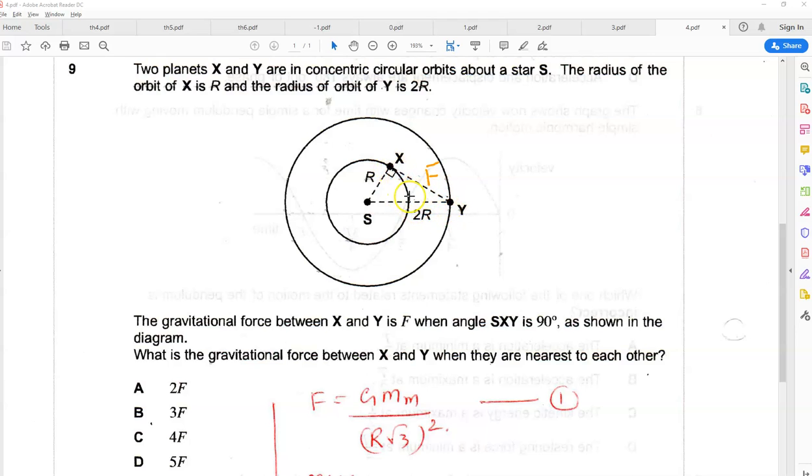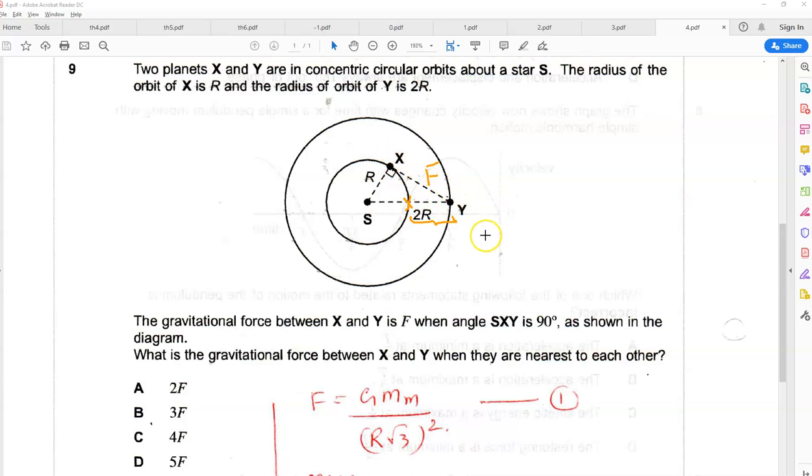So they're near when the planet X is here and Y is here, and the shorter distance will be r between these two, because from S to Y is 2r, and we know this radius is r, so this distance is r. 2r minus r is r. So you can just apply the formula. Here they are given all these angles, because in order to use the formula you have to know the distance X and Y.